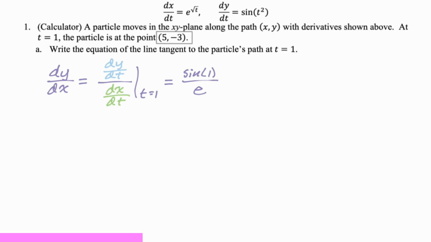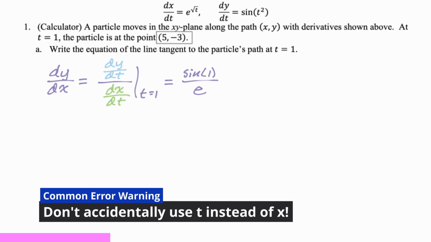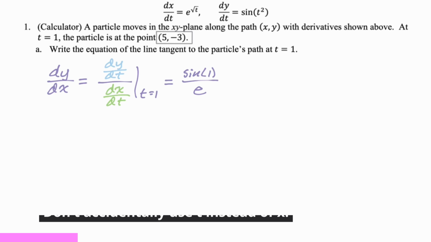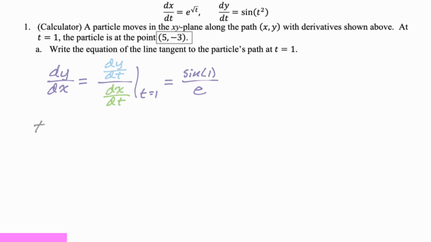We know that the ordered pair is 5, negative 3. The biggest mistake I see with this, which is a little weird, people tend to use the t value as the x value accidentally, so make sure you're using x is 5, not x is 1, because x is not 1. All right, and then we're just going to write down our tangent line, and then we will move on to the next part. It is calculator though, so you could have used a calculator if you really wanted to. I'm going to leave my answer looking like this.